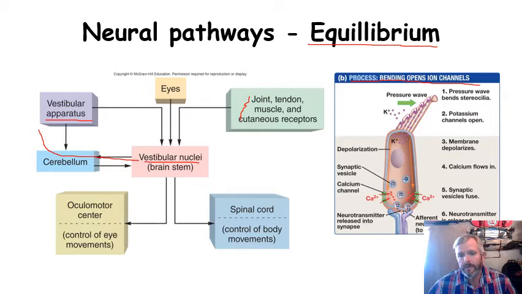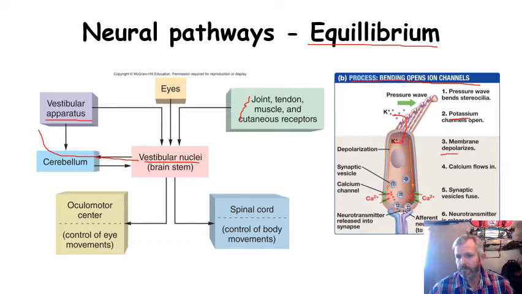For equilibrium, here are those hair cells, right? They've got that kinocilium. Remember, the bending causes bend on the stereocilia. We get the potassium channels opening. That causes potassium to rush in. Those are mechanically gated, so when the bending occurs, the bending causes the opening of the potassium channels. Potassium moves in, right? Bringing its positive charge.